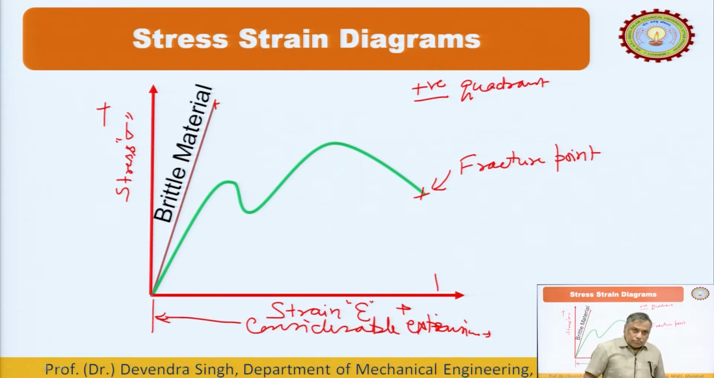Strain multiplied by length. Similarly, we can convert stress multiplied by cross-section area into load. So, this curve can be converted into the load deflection curve, but this is considerable. So, we can elongate it. This is nothing but a ductile material. What is a ductile material? One which can be elongated, and fracture takes place after a considerable amount of elongation.